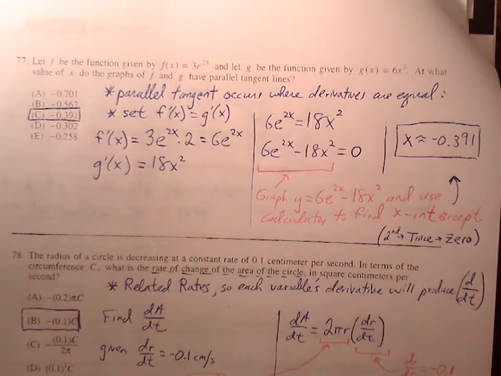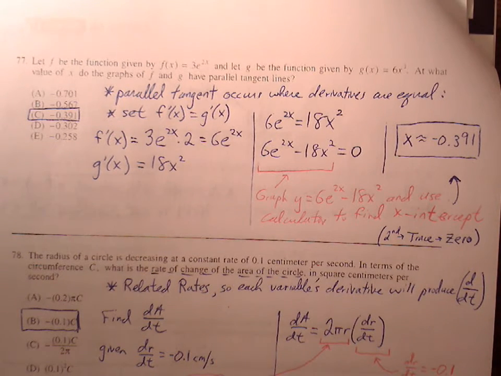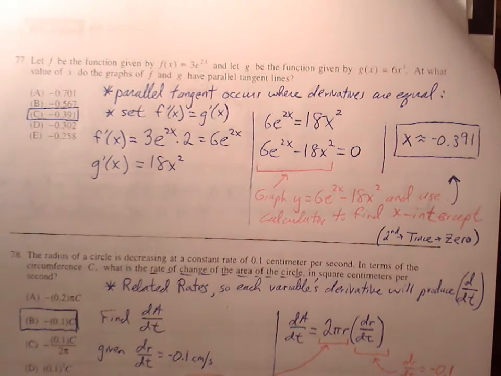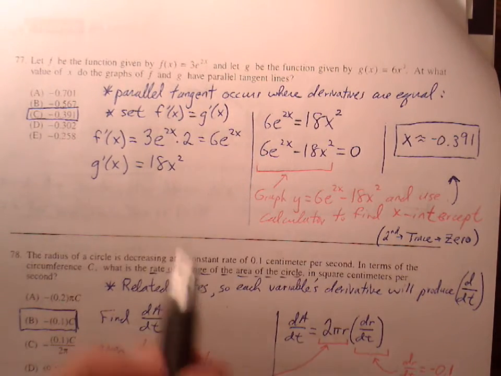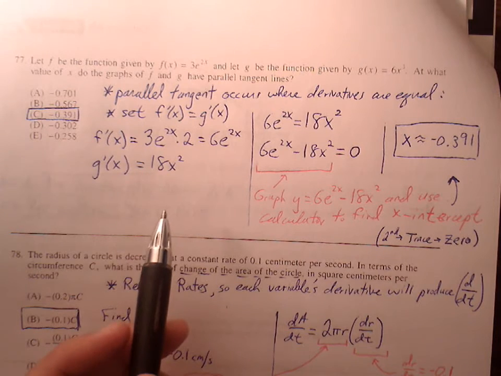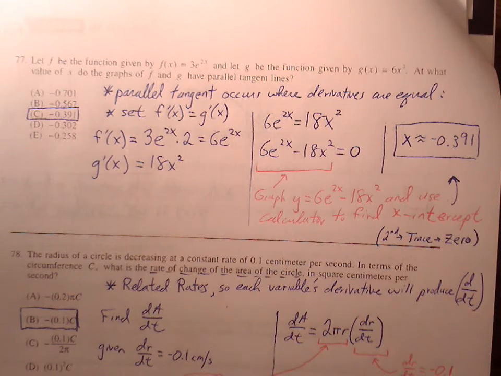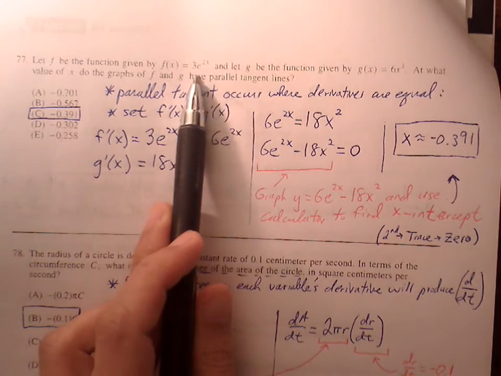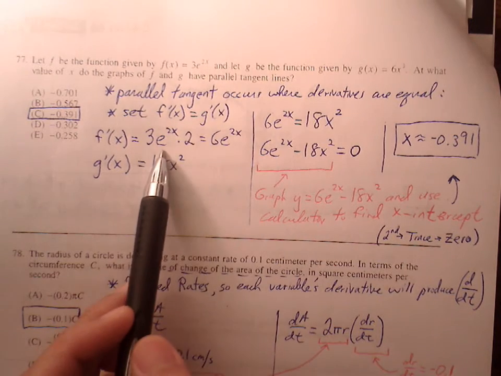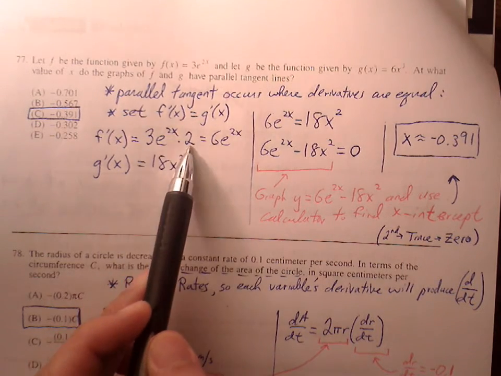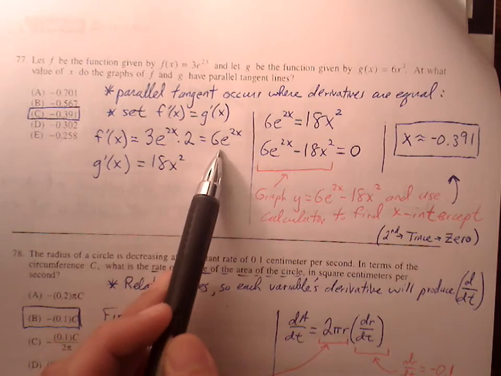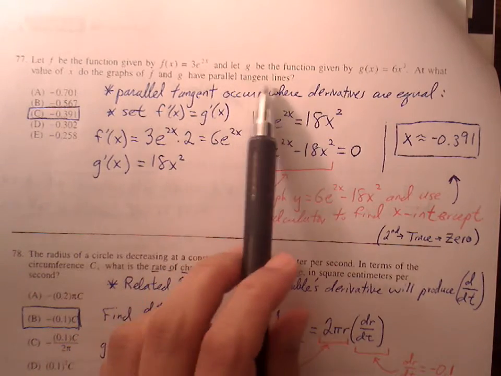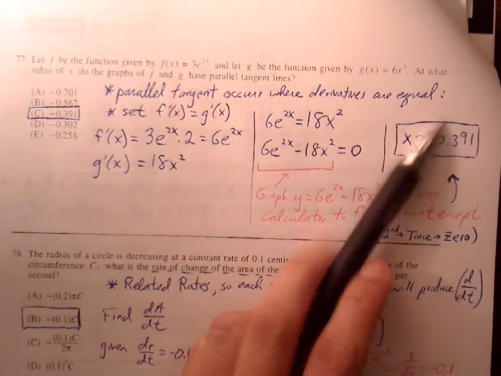So parallel tangents, derivative is related to slope. If we can find each of their derivatives and set the two derivatives equal to each other, then we can find the location where the two curves will share the same slope value. So to find f prime, the derivative for 3e^(2x) is e to the u times u prime, so 3e^(2x) times 2, which is 6e^(2x). And then the derivative for 6x cubed is going to be 18x squared.